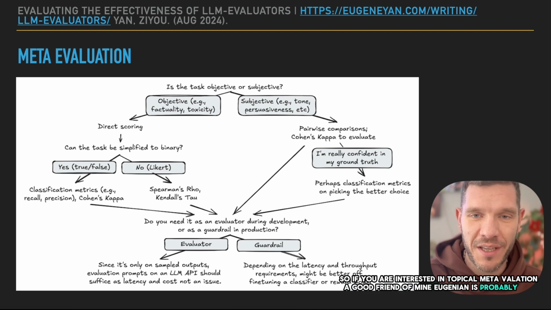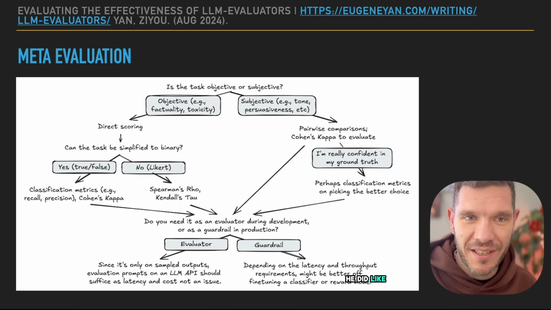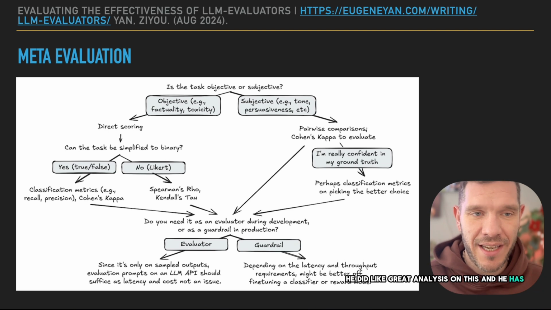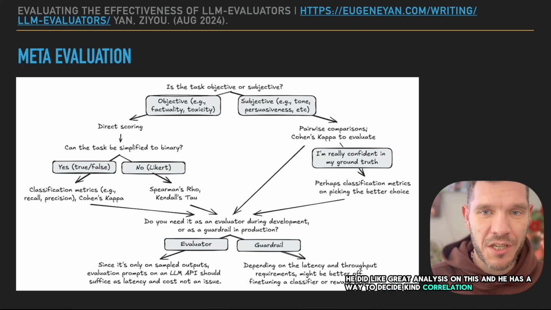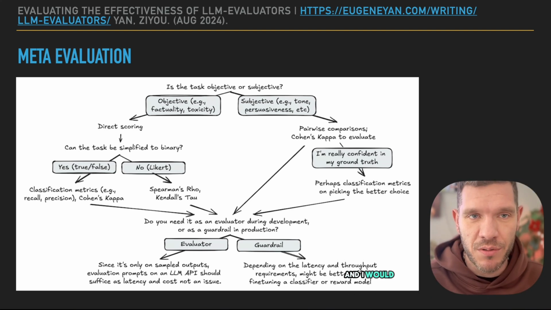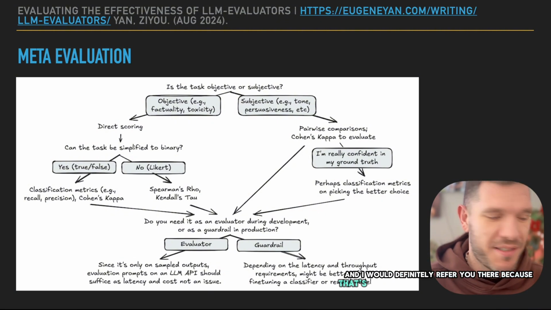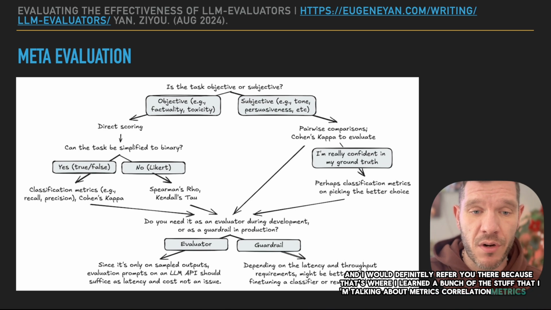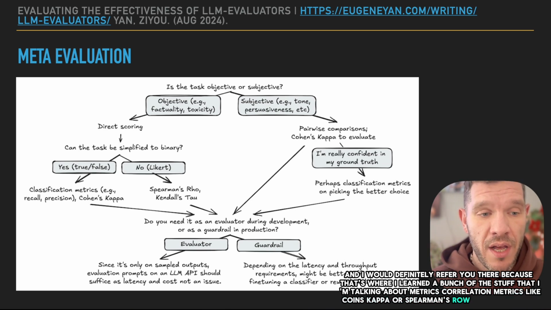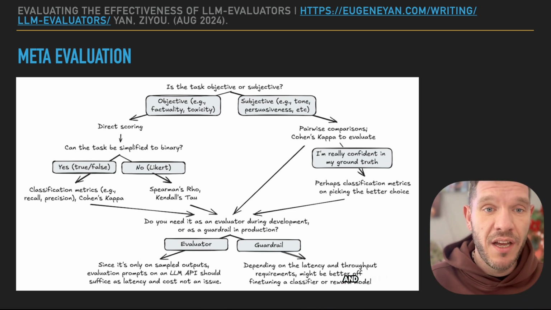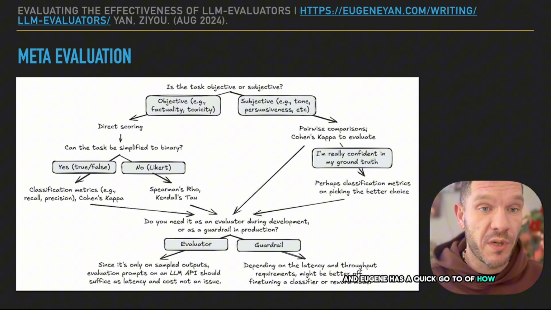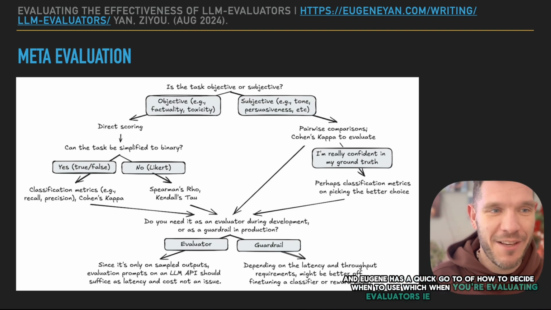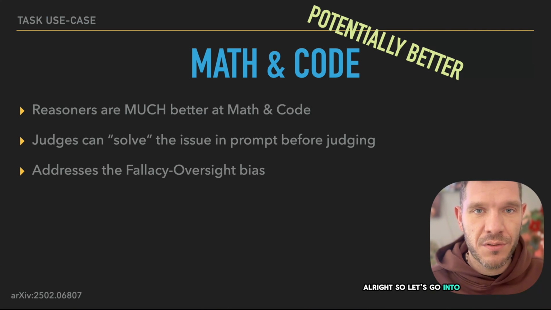So if you are interested in the topic of meta evaluation, a good friend of mine, Eugene Yan, is probably one of the world's leading experts. He did great analysis on this, and he has a way to decide which correlation metrics to use when. I would definitely refer you there, because that's where I learned a bunch of the stuff that I'm talking about. Correlation metrics like Cohen's kappa or Spearman's rho and Kendall's tau. And Eugene has a quick go-to of how to decide when to use which when you're evaluating evaluators, i.e. meta evaluation. All right, so let's go into some findings.